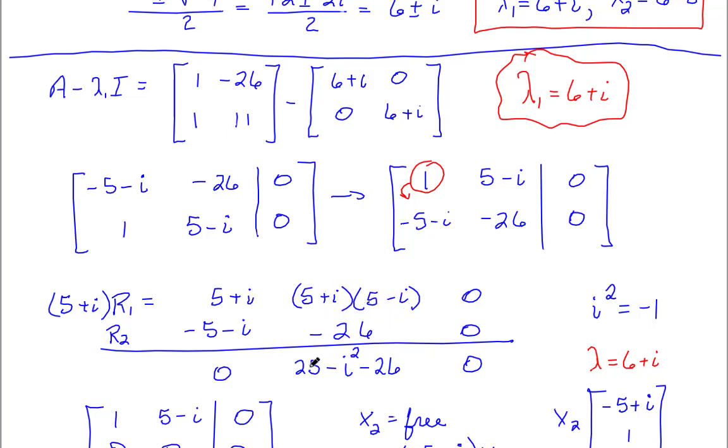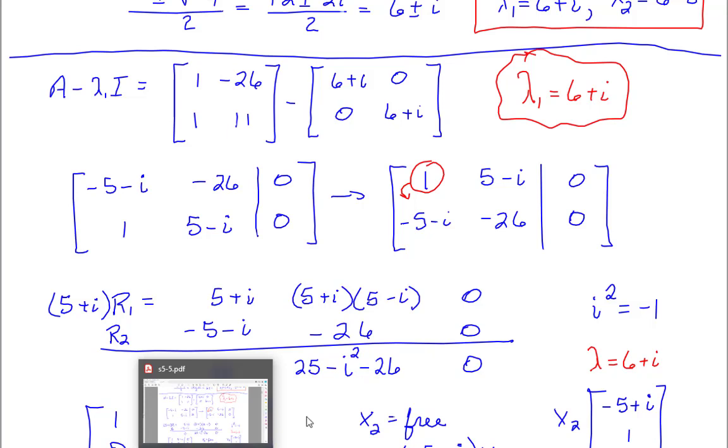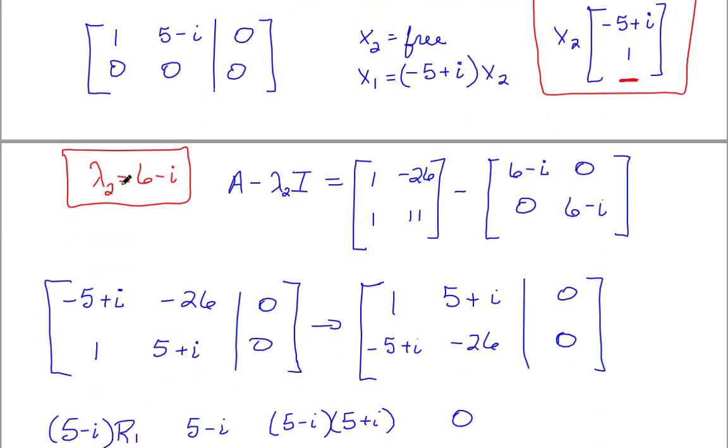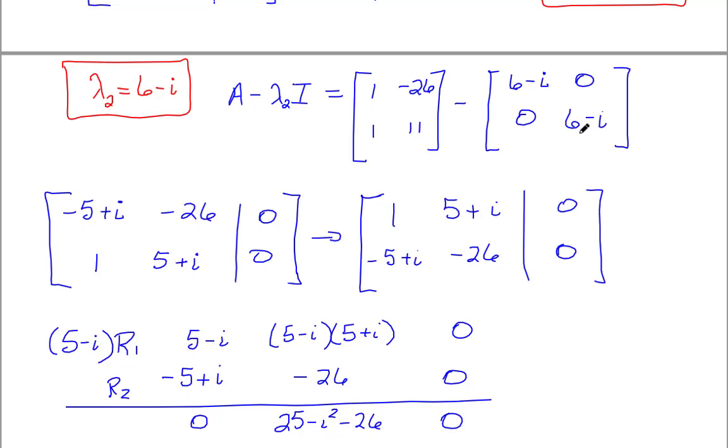What about this part? Well, let's see. 5 times 5 is 25. Because of the plus and minus, there's no middle term. So I get a minus i squared. But i times i, or i squared, is minus 1. So I've got 25 minus a minus 1, making it 26. 26 minus 26 is 0. And so we get a row of zeros which says x2 is free, x1 is minus 5 plus i times x2. So for lambda being 6 plus i, we get our basis vector here of minus 5 plus i and a 1.